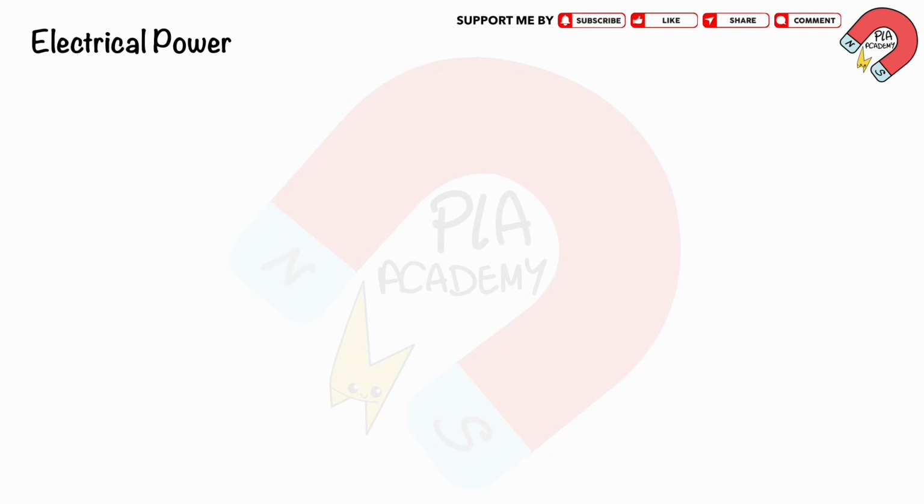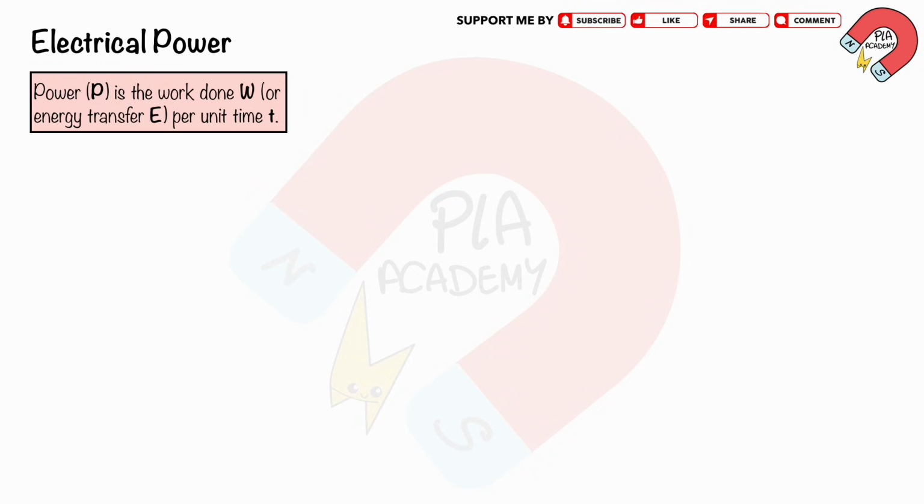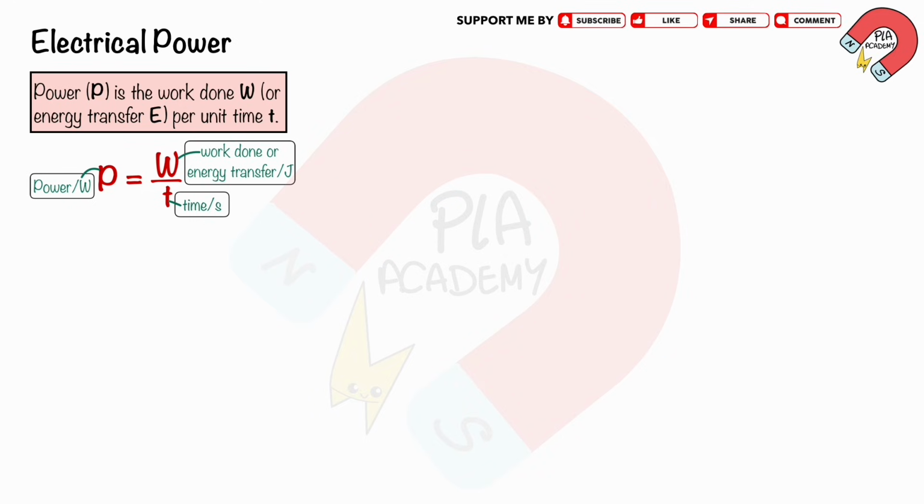Electrical power. The electrical power, P, is the work done W, or energy transfer E, per unit time t. We can write the equation as P equals W divided by t, where P is the electrical power in watts, W is the work done, or energy transferred in joule, and t is the time in seconds. 1 watt is equivalent to 1 joule per second.